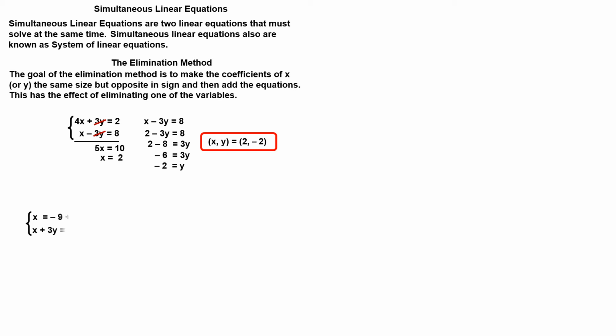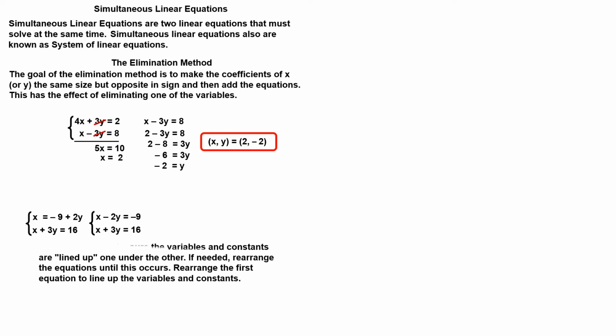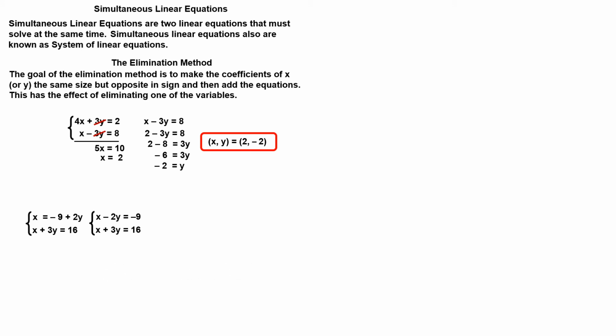Let's solve this system of equations. Before you begin, be sure the variables and constants are lined up, one under the other. If needed, rearrange the equations until this occurs. Rearrange the first equation to line up the variables and constants. You can eliminate the x variable if you add the opposite of one of the equations to the other equation.